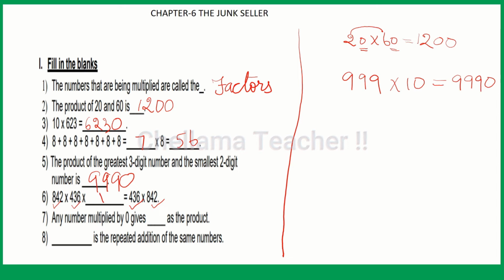Any number multiplied by 0 gives dash as the product: 0. Any number multiplied by 0 gives 0 as the product, which is one of the properties of multiplication. Next question: dash is the repeated addition of the same numbers. Multiplication is the repeated addition of the same numbers.